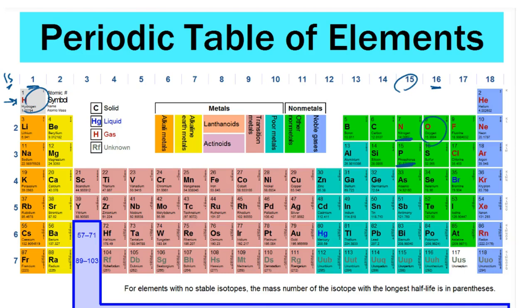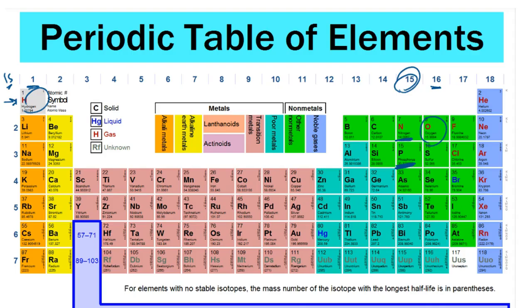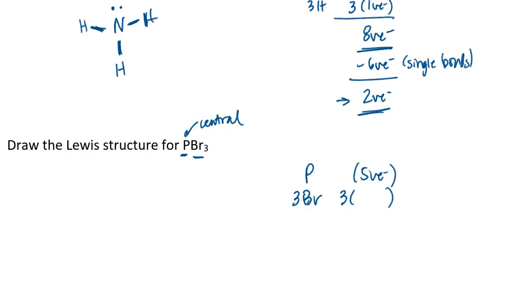And if I take a look at phosphorus on the periodic table, it's in group 15, meaning that it's going to contribute 5 valence electrons to the structure of this compound. Now, there are 3 bromines, and if I look at bromine in the periodic table, it's in group 17. So that means that there are 7 valence electrons for each bromine. So if we add together the total number of valence electrons, 3 times 7 would be 21 valence electrons, plus the 5 from phosphorus, that gives us 26 valence electrons.